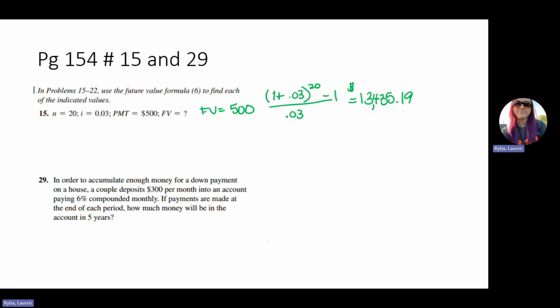In order to accumulate enough money for a down payment on a house, a couple deposits $300 per month into an account paying 6% that's compounded monthly. If payments are made at the end of each period, how much money will be in the account in 5 years? So again, I'm looking for the future value. I'm going to put $300 in. 1 plus, now this one is telling me how frequently I'm compounding it. So 6% is 0.06 divided by 12. And that is 12 times a year for 5 years, so my exponent is going to be 60. I'm going to make that $300 deposit 60 times. Minus 1, put it all over 0.06 over 12.